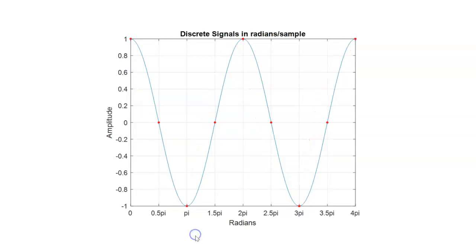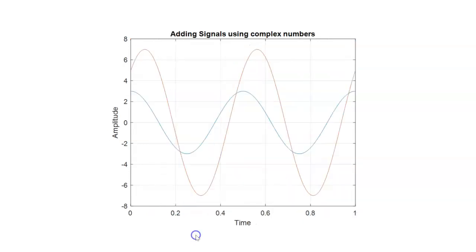who is lagging. Now, discrete signals can be expressed in radians per sample. If each of these red dots represented when a sample is taken for a discrete signal, then this would be expressed as pi over 2 radians per sample. If we doubled it, it would be pi over 4 radians per sample.